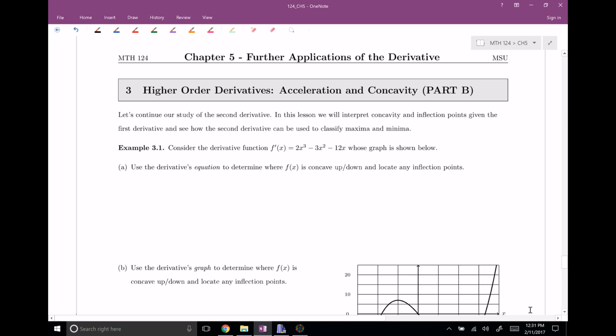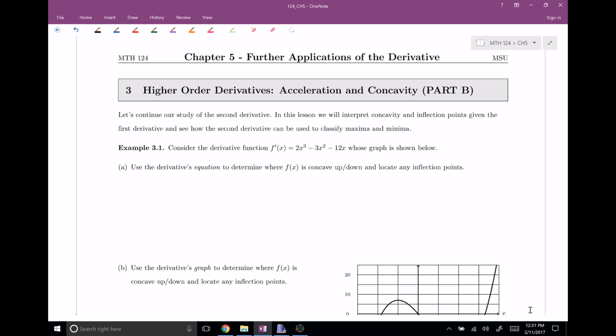Welcome everyone to the final part of Chapter 5. Here, we're going to continue our study of the second derivative, and I'd like you to think of this as breaking down into two separate pieces. The first is we're going to interpret concavity and inflection points given the first derivative. We've played the game when you're given the original function. I'd like to play the game now if you're given the first derivative.